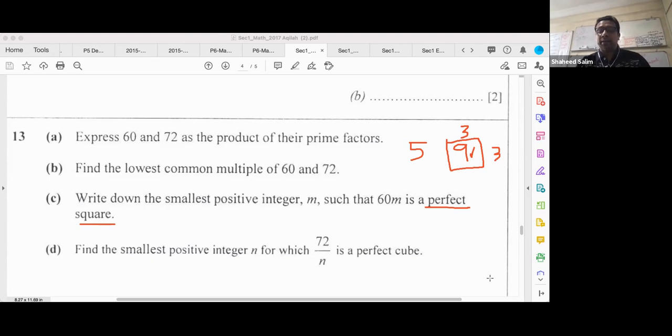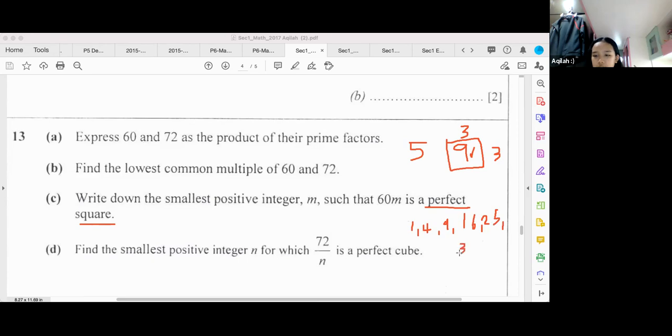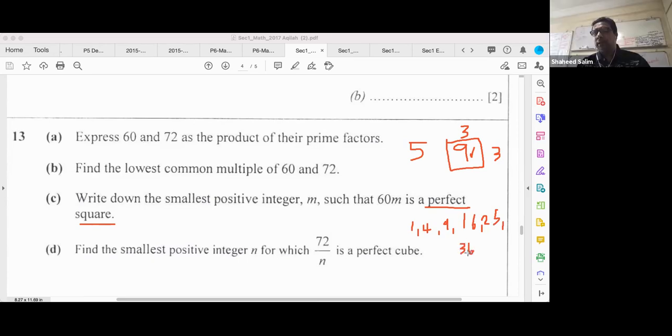So what are the numbers? Number 1. Next one, number 4. Number 9. Number 16. 25. What's the next number? 36. So all these can be square rooted. All numbers that can be square rooted to get a whole number means they are perfect squares.